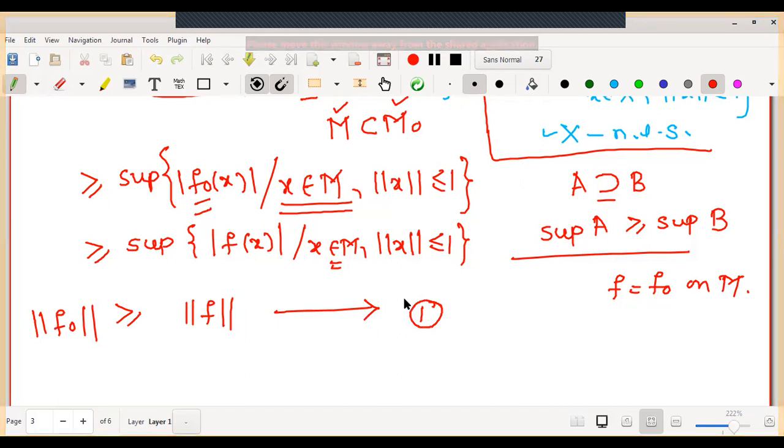Now, to go for the reverse part of the inequality, proving norm f naught is less or equal to norm f, this we will continue in the next lecture. This was a big lengthy lemma. That's why I am cutting it into 2 pieces, right?